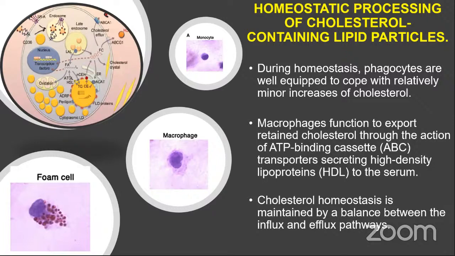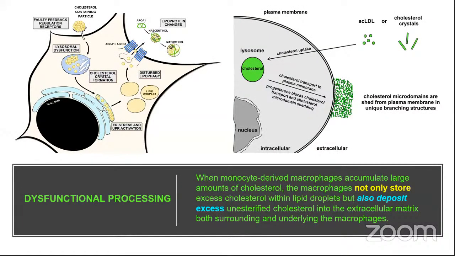Cholesterol homeostasis is maintained then by a balance between influx of low-density lipids into the macrophage and efflux pathways as high-density lipoproteins into the serum. But when there is dysfunctional processing, that means when the macrophages are faced with large amounts of lipids entering in, and therefore accumulate large amounts of cholesterol, not only do they store the excess cholesterol within the lipid droplets, they also extrude this excess of unesterified cholesterol into the extracellular matrix, which surrounds the macrophages, or into the connective tissues, which we see as cholesterol crystals, which are collecting around these foam cells or the foamy macrophages.